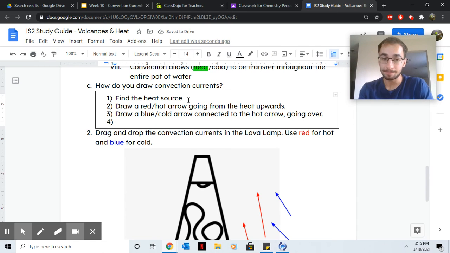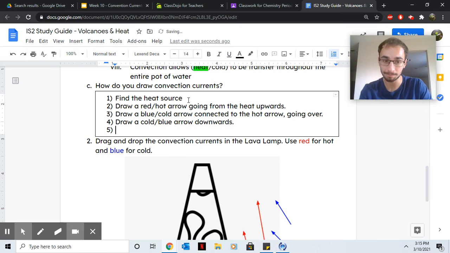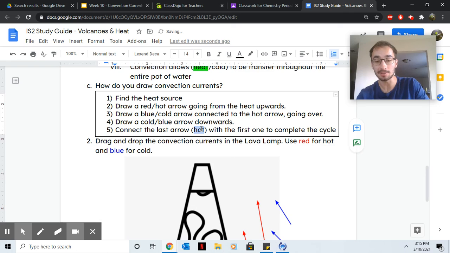And then draw a cold/blue arrow downwards because it's going to be sinking. And then the last arrow, connect the last arrow with the first one to complete the cycle. And that last arrow will be hot because it'll be near the burner.